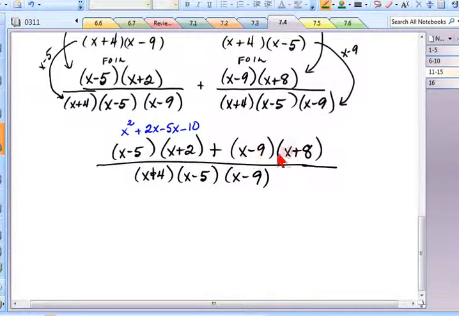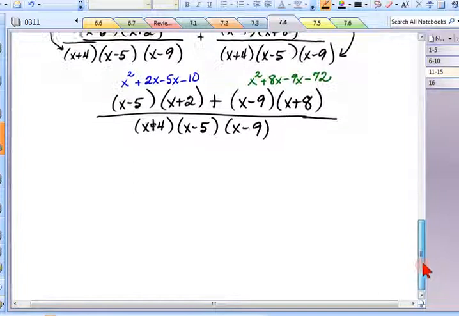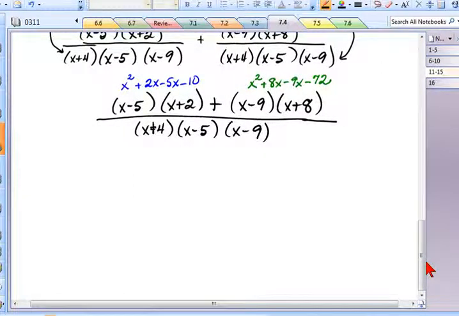All right, over here, I'm going to do this product by FOIL. The product of the first is x squared. The outer product is 8x. What's the inner product? Minus 9x. And the product of the last? Minus 72. Is that okay with everybody? No, but we'll do it anyway. A ton of work.